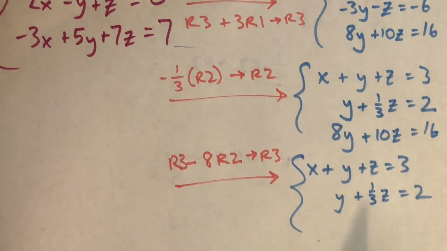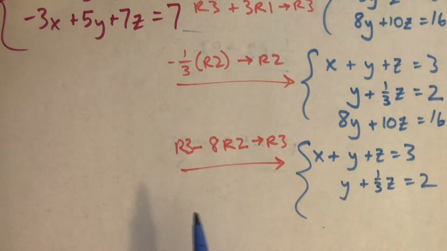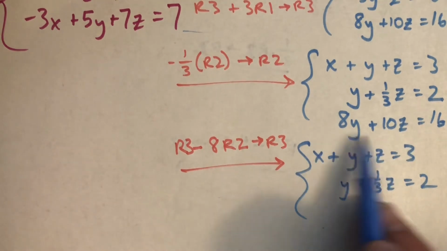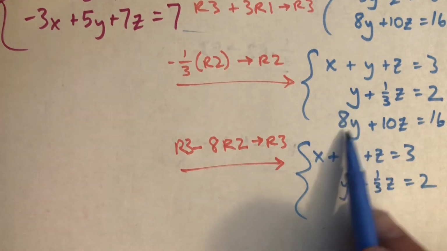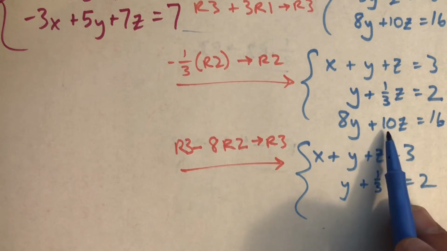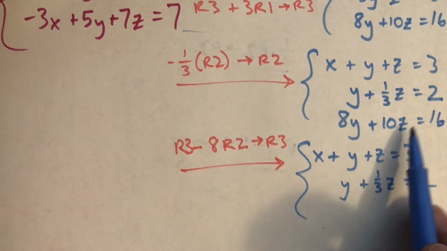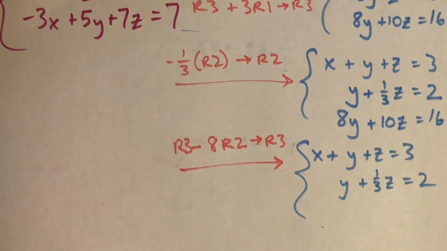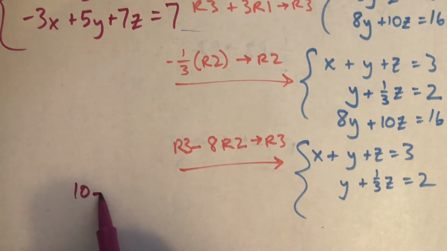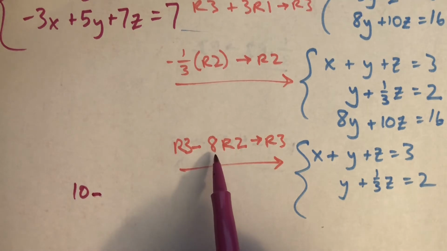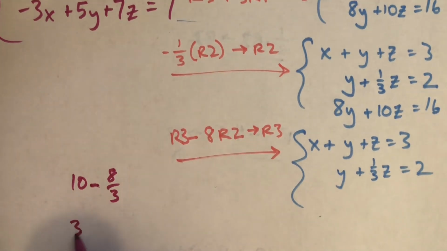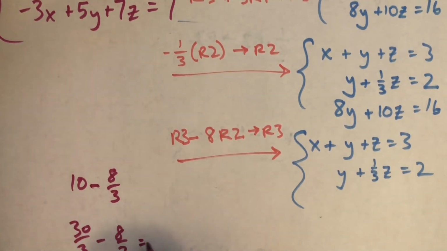And then this is the one we're going to replace. So we're going to take row 3 minus 8 times row 2. That would give you a 0 here. So why don't we do a little bit of scratch work over here, right? What we want to do is 10 minus 8 times 1/3. So 10 is 30/3 minus 8/3, so that's 22/3.